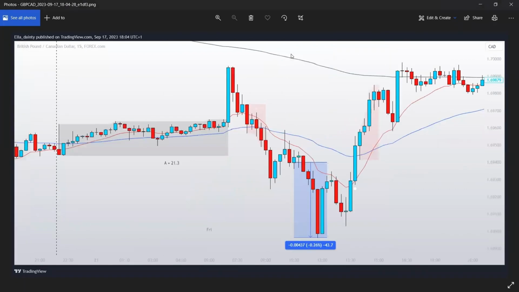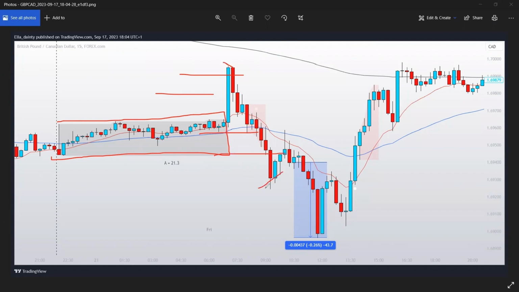Here we have another example. We have our Asian session consolidation here. Market makers take out the liquidity above. They come back down. A lot of people bought this, their stop loss got hit. A lot of people sold this here on the close of this candle. Stop loss got hit. Bounces off of the 200 EMA, sorry, off of the 50 EMA.